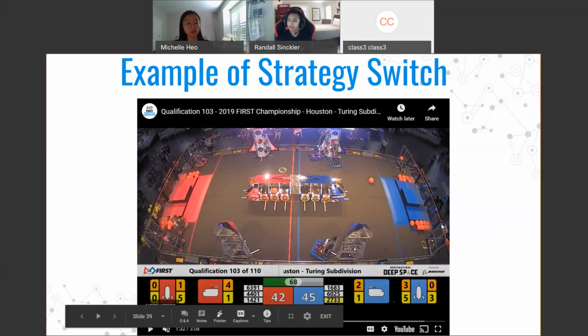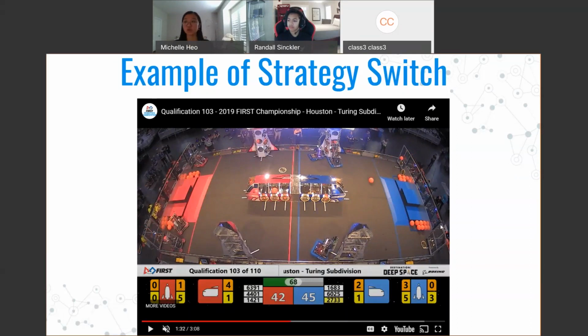So at T minus 68 seconds, level 2 of the rocket was completed, and 2733 was placing hatches on the third level. By then, the score was 45 to 45, indicating that we needed to push the match in our favor by gaining more points. So we switched strategies to the two other teams focusing on their optimistic strategies, and us focusing on the cargo ship, where we knew we could score a lot faster.